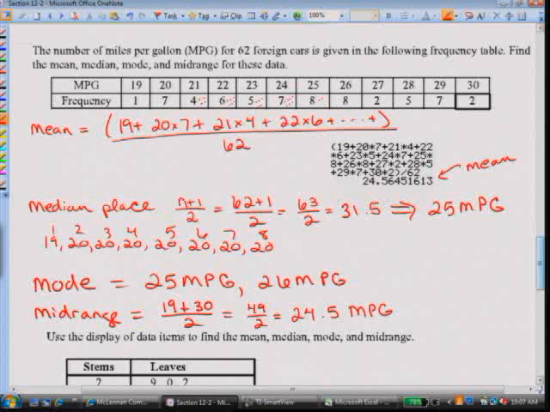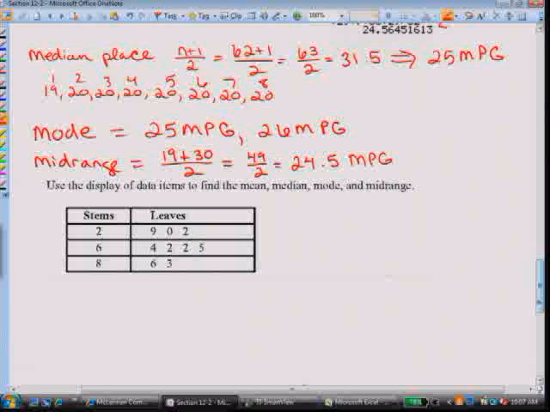Now, the next type of display of data you have actually seen before, because I have given your test scores in a stem and leaf display as well. And what this means in this case, as I would give your test scores, the stems would be the tens digit and the leaves would be the units digits.